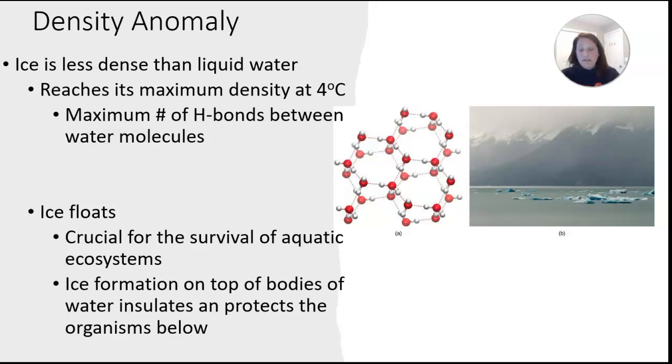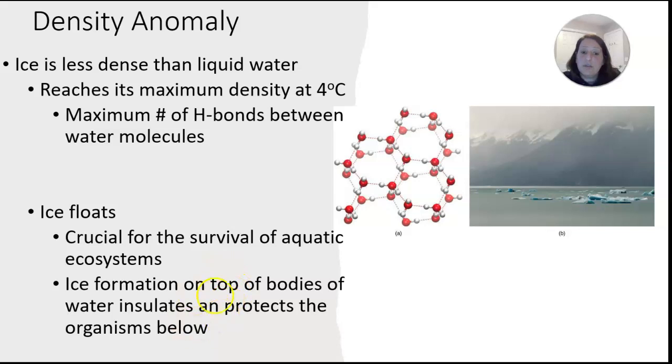Okay, so because of this, ice can float. So solid ice is less dense than liquid water, and so therefore ice floats. This is a unique property of water. Why is it important? Well, think about aquatic ecosystems, right? If ice didn't float, then small lakes or maybe even the ocean would freeze over in the winter, and that means that anything within that body of water would die.